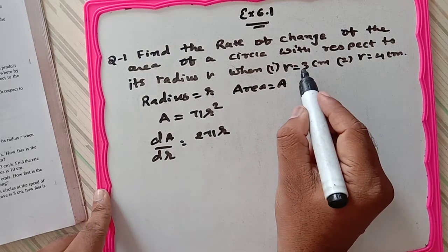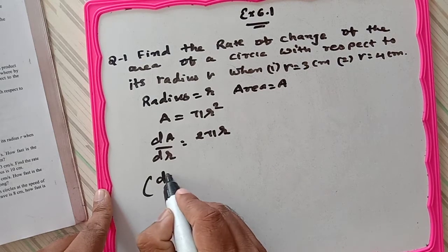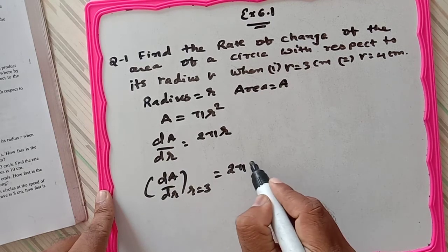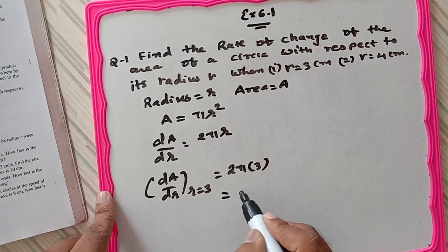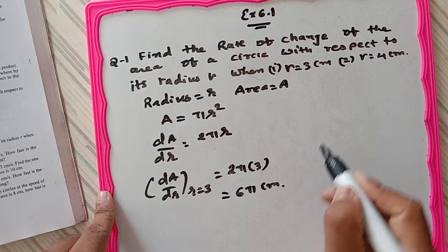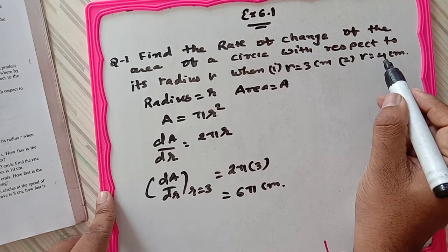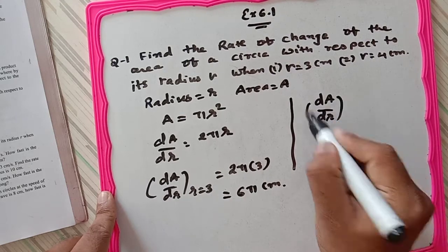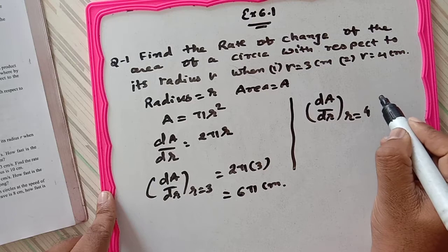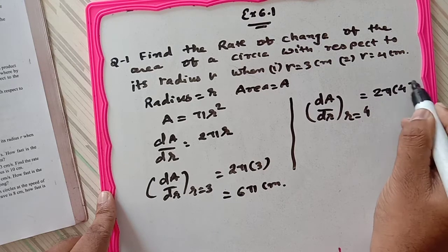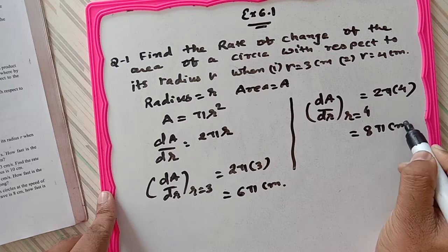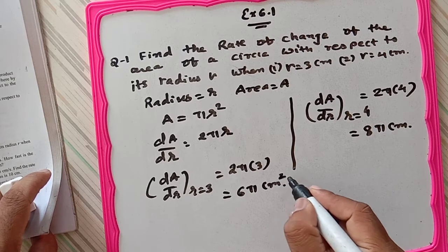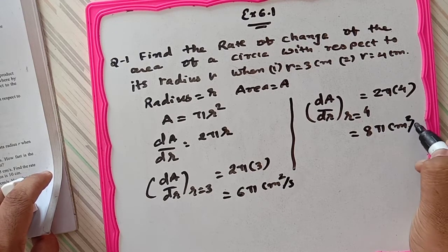Now at 3 cm we want the change, so dA by dr at r equals 3 will be given by 2 pi into 3, which is 6 pi. And dA by dr at r equals 4 cm is equal to 2 pi into 4, which is 8 pi. Sorry, here the unit will be centimeter square per centimeter.